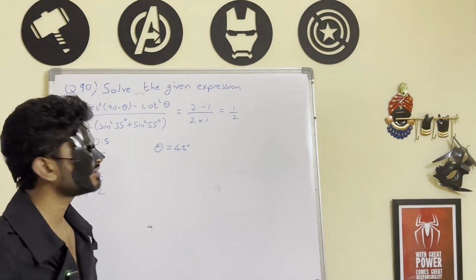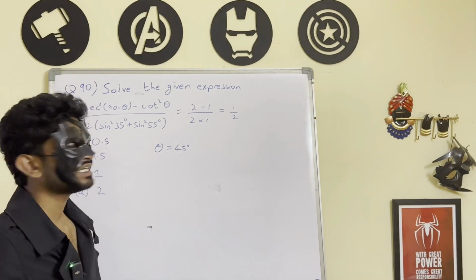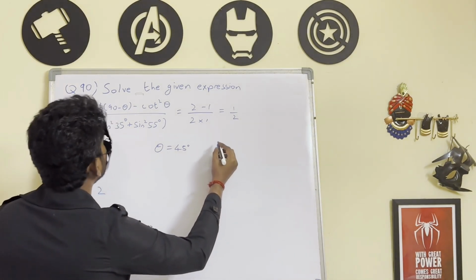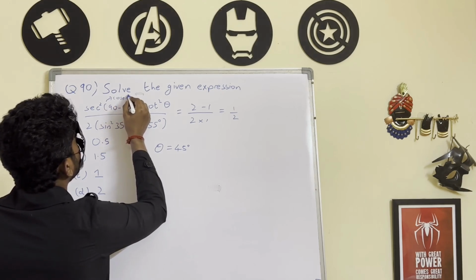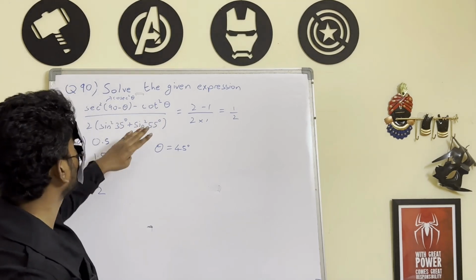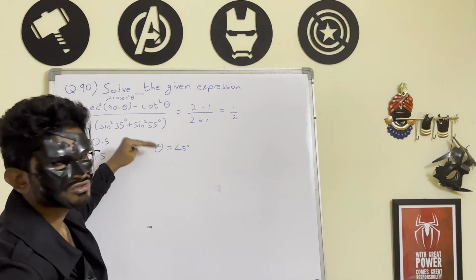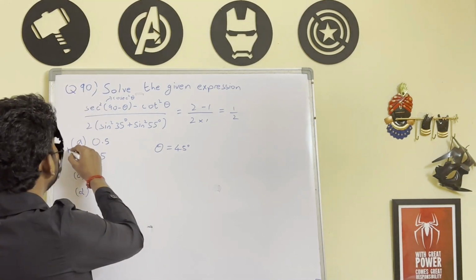And there is another method also which you can use is, we already know that secant 90 minus theta is nothing but equal to cosecant theta. So this will be nothing but equal to cosecant square theta. So cosecant square theta minus cot square theta will be equal to 1. And denominator we already got 2. So 1 by 2 will be nothing but equal to 0.5. So option A is right.